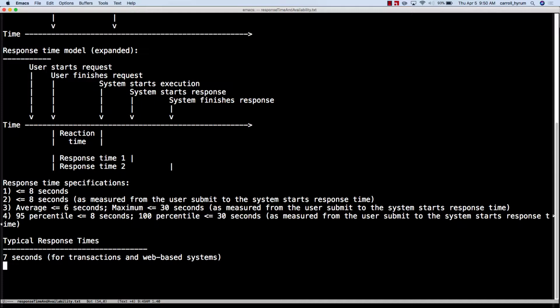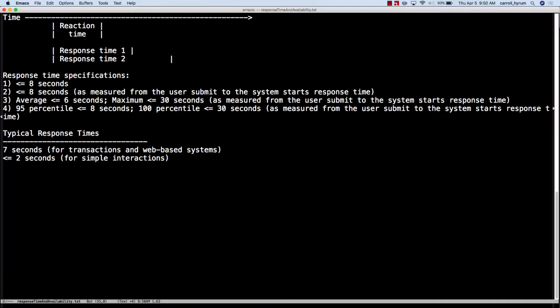So that's for transactions and web-based systems. Whereas there's another typical response time, and that's 2 seconds, and this is for simple transactions, simple interactions. So those are two guiding principles. What if we have something that's just going to take longer, a long-running interaction? How can we improve user satisfaction?